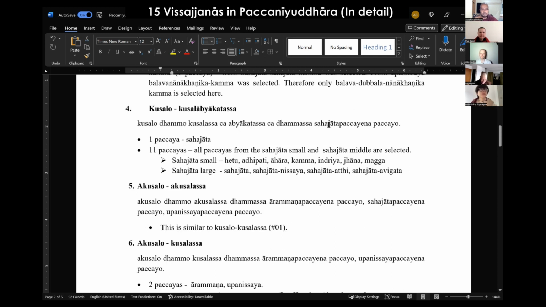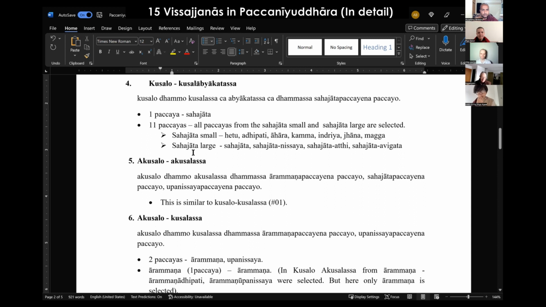So only one Paccaya is given here. That is the Sahajata Paccaya. But from this Sahajata Paccaya, 11 Paccayas are selected. From the 11 Paccayas, that means all the Paccayas from the Sahajata small group and the Sahajata large group are selected, right? In the classification. So from the Sahajata small: Hetu, Adipati, Ahara, Kamma, Indriya, Jhana, and Magga. From Sahajata large, it means the 4 Paccayas: Sahajata, Sahajata Nissaya, Sahajata Atti, and Sahajata Avigata. So these 4 are selected.